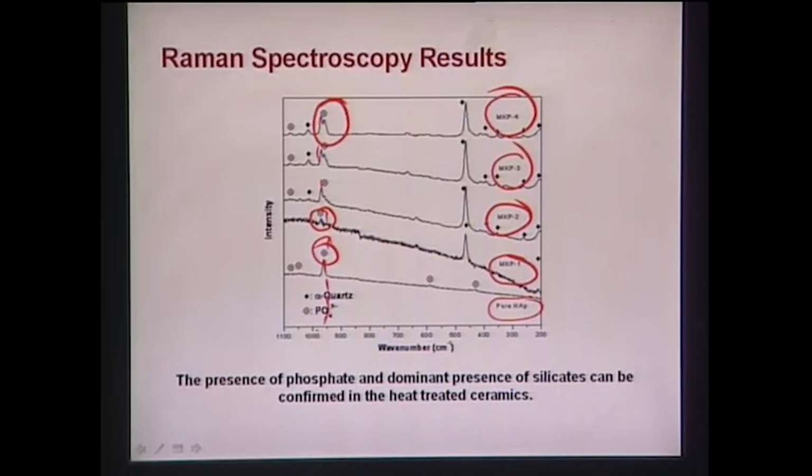The other important thing is that alpha quartz comes from your silica peak, and this alpha quartz phase is also present in the MKP1 to MKP4 materials, and even after the heat treatment you have a significant amount of silica in the materials.